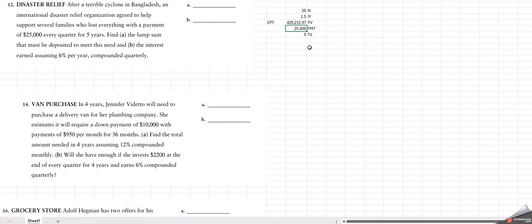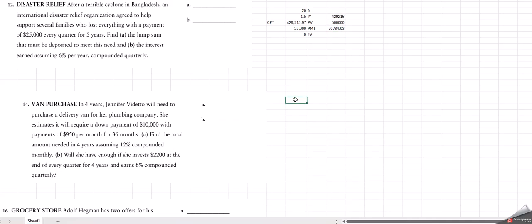And then the interest earned, you want to take that 429,215.97 and then compare that to the money that they're paying out. So 20 payments times the 25,000, they're paying out 500,000. So then our difference between those is going to be our interest. $70,784 would be our interest.